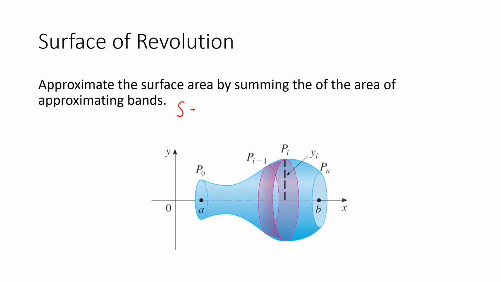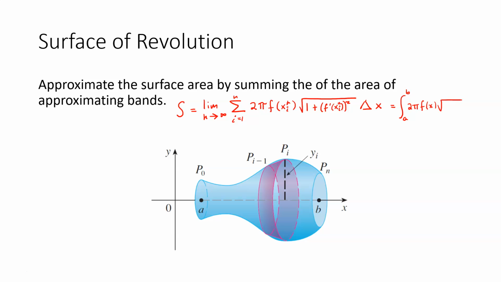And so the surface area of the whole thing, we'll call S, will be the limit as n goes to infinity of the sum of these approximating bands, which will have what we mentioned in the previous slide, an area of 2 pi f of xi star times the square root of 1 plus f prime of xi star squared times delta x. And then summing this up and taking the limit as n goes to infinity is a Riemann sum that approaches the integral from a to b of 2 pi f of x square root of 1 plus f prime of x squared dx.